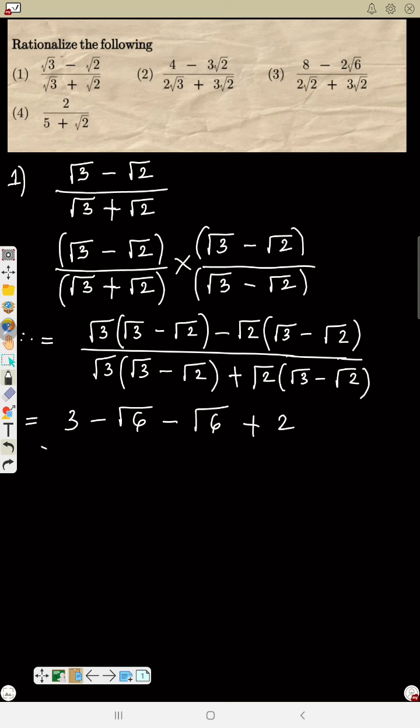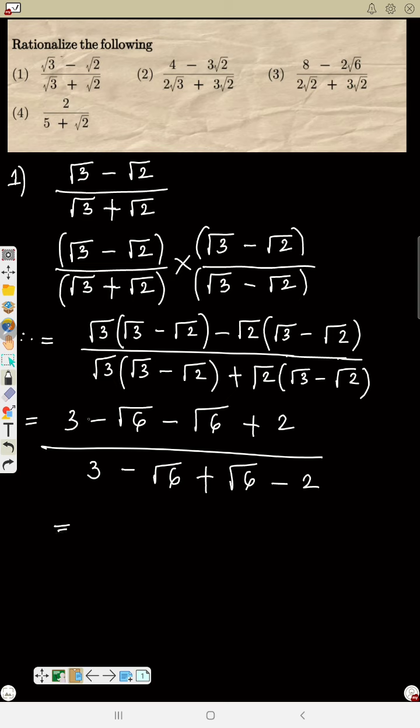Like this, divided by, now multiply the down one also. Root 3 times root 3, that is 3, minus square root of 6, that is root 3 times root 2, plus here again root 3 times this, so that will be root 6, then minus root 2 times root 2, that is root 4, so that will be 2.